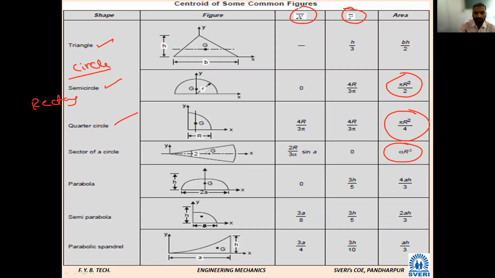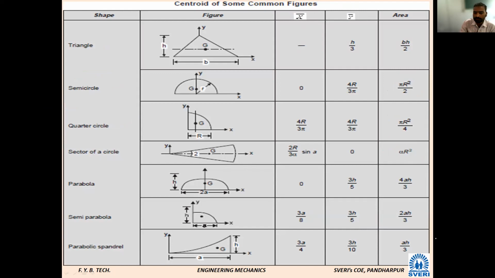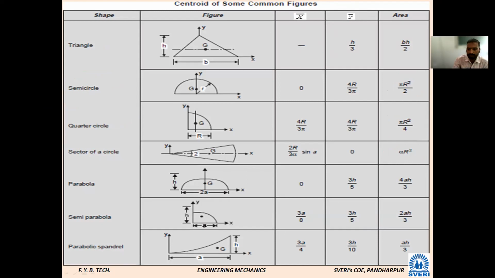So by referring to all these things, we will take one more problem and solve it. Can you tell me what x bar and y bar are for the rectangle? x bar is b by 2 and y bar is equal to h by 2, or d by 2. However he has given h or d.